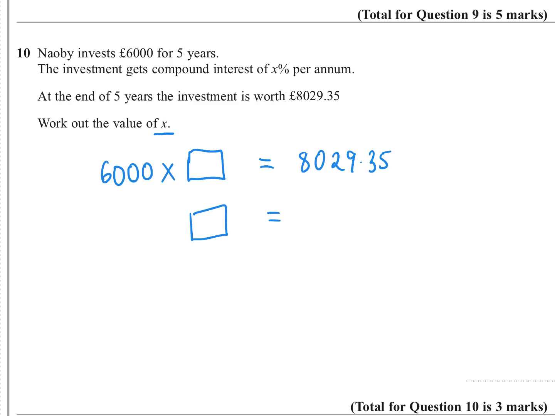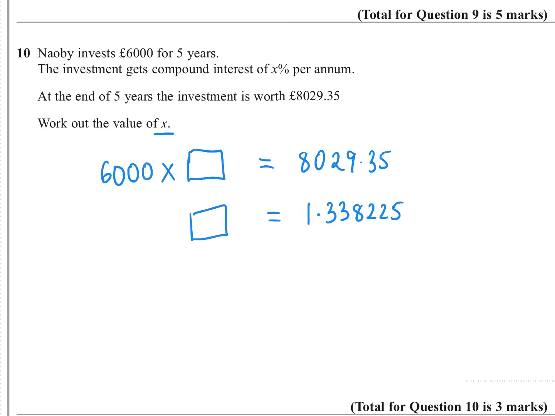So on the calculator, I'm going to do £8,029.35, divide that by 6,000, and that's going to give me a multiplier of 1.338225.